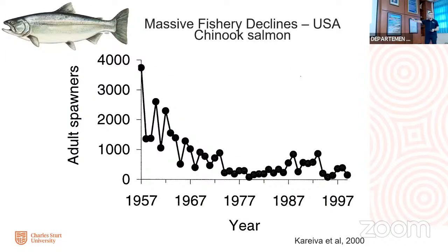Similar in the USA, this is the decline of salmon in the Columbia River. Hydropower dams were starting to be built in the Columbia River from about 1900 to 1950. And because salmon have to get from the ocean to the spawning grounds, they declined very rapidly.